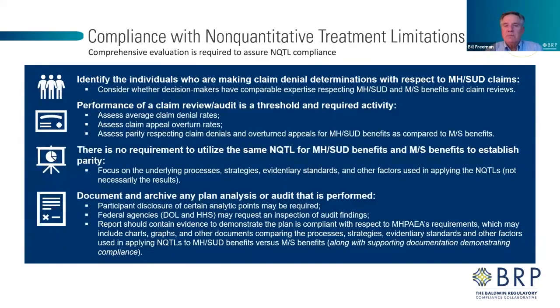So when I talk about a comprehensive evaluation, the first thing you need to do is identify who's making claim determinations or claim denials under your plan, and make sure that they are the right people with the right training and expertise to make those decisions and to process those reviews. If the claims process requires a doctor to review mental health substance use disorder claims, but you're using just an experienced claim rep to make the determinations under a medical surgical benefit, that would be a difference and that would be problematic.